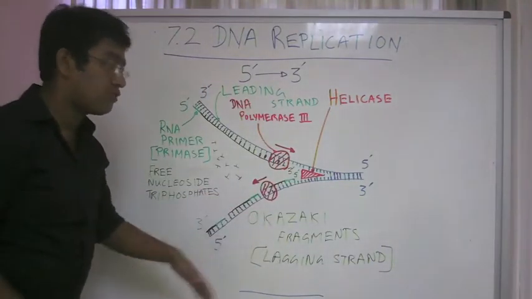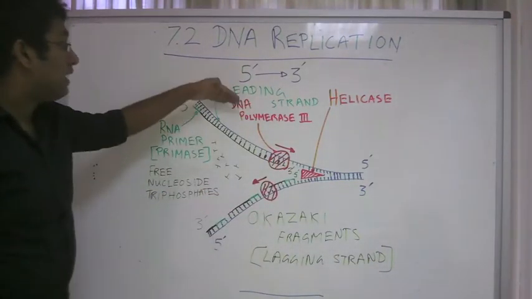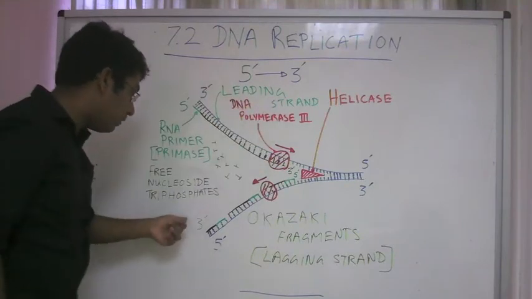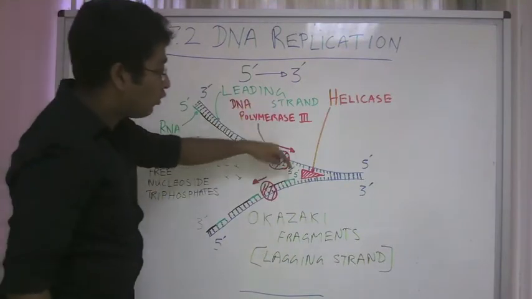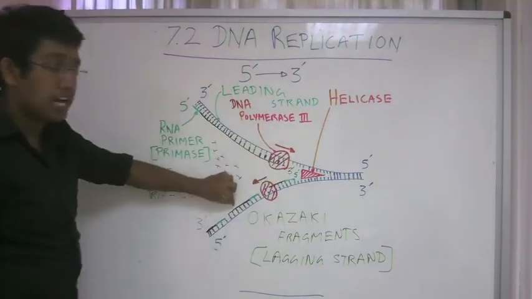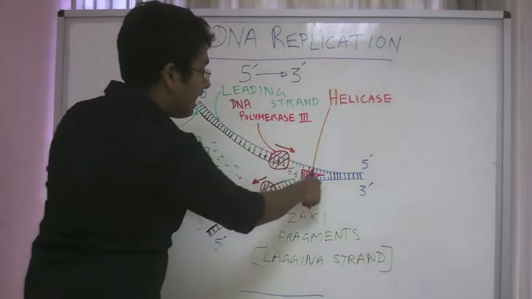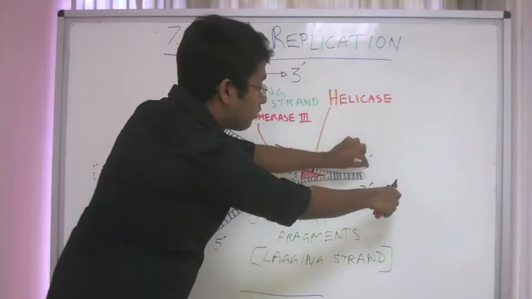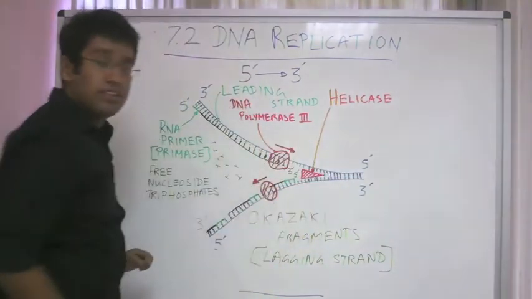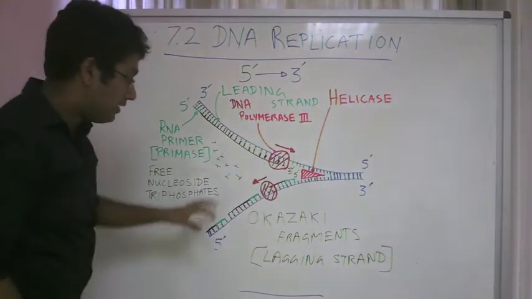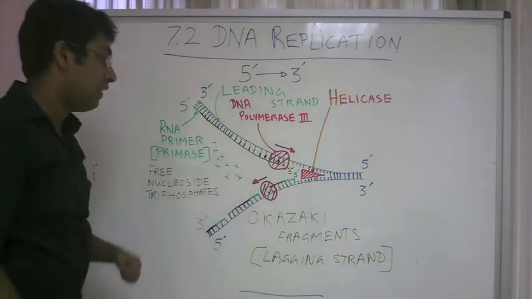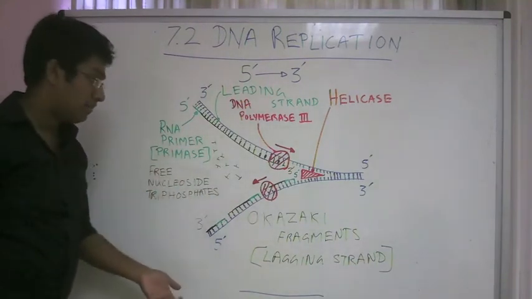But on the lagging strand, because DNA polymerase III cannot begin with a 3' end, it has to go into the replication fork and replicate outwards as the helicase unzips further, then proceed and copy the remaining portion. The result is short fragments of DNA known as Okazaki fragments.